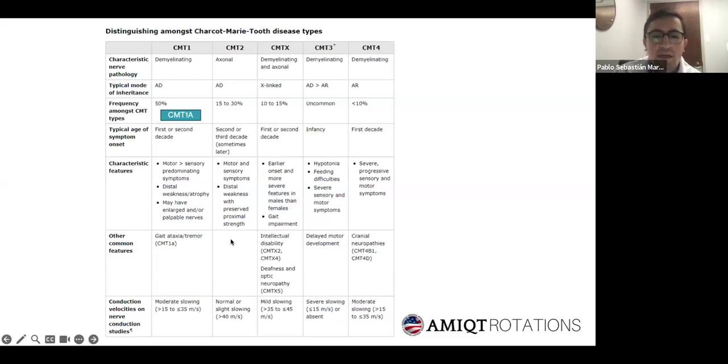CMT may be inherited in an autosomal dominant, X-linked, or recessive manner, okay? The most common type of Charcot-Marie-Tooth disease is type 1, okay? It represents almost 50% of the patients, and the most common within this category is type 1A, okay? The second most common is CMT2 with 15 to 30% of the patients, and the other types are less common, okay?